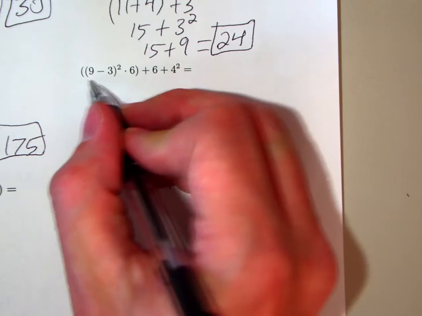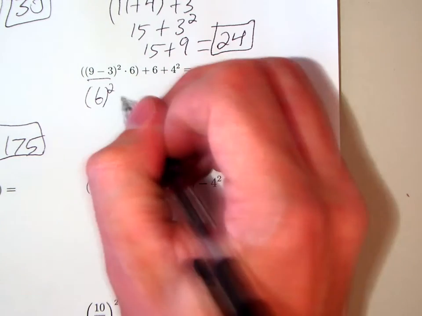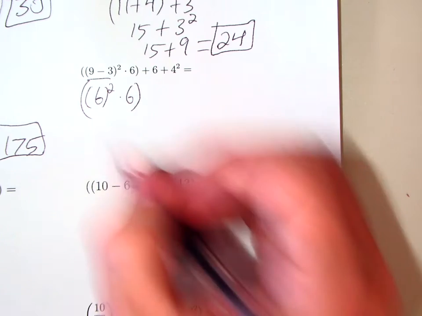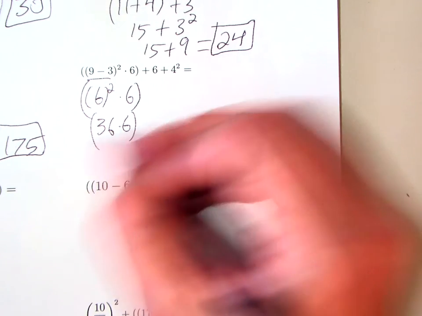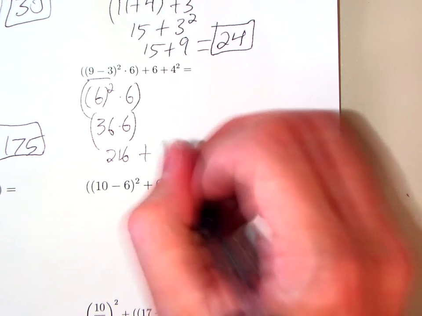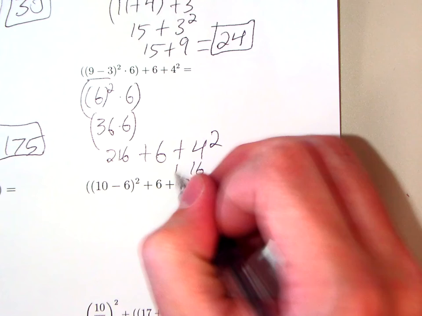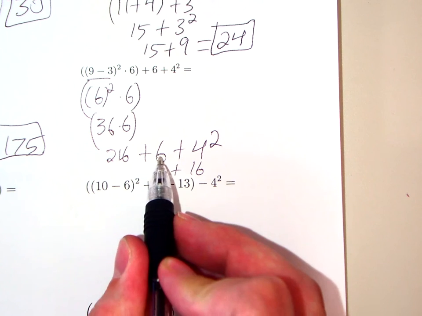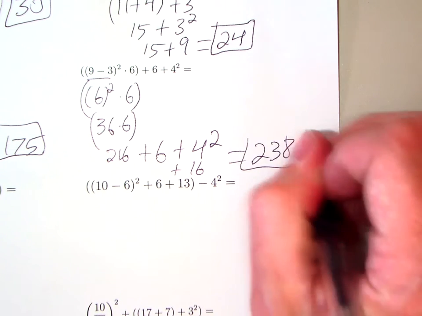The next problem, the innermost layer of parentheses, 9 minus 3, gives us 6. When we take 6 squared times 6, we do the 6 squared first, so we get 36 times 6. And 36 times 6 is 216. And we add to this 6 and 4 squared. So 4 squared is 16. So 216 plus 6, 222 plus 16, 238.